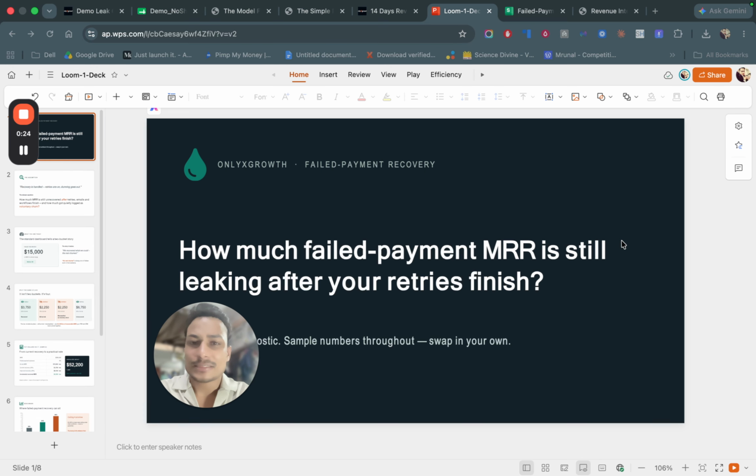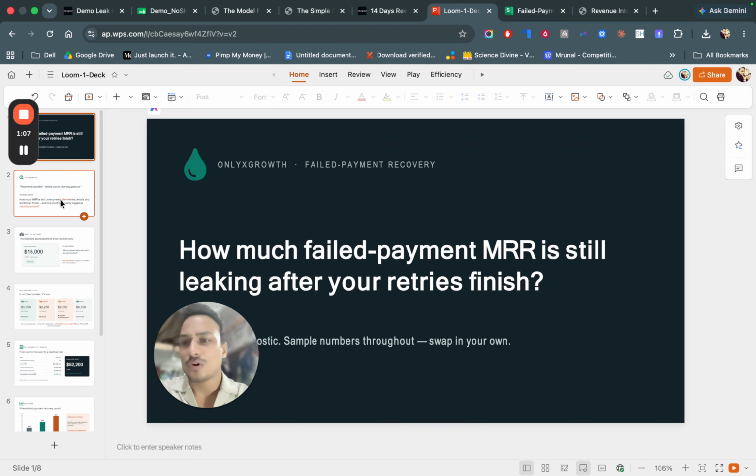Most teams in Series A and B running Stripe, Chargebee, and Paddle assume failed payment recovery is basically handled. So I'm going to show you what is actually being handled and what is not. We believe retries are on, dunning emails go out, and a dashboard shows a number. I want to show you the one question that number doesn't answer, and then put a dollar figure on that using sample math, so that you can swap in your own numbers. If it turns out there's no real gap, I will say so.